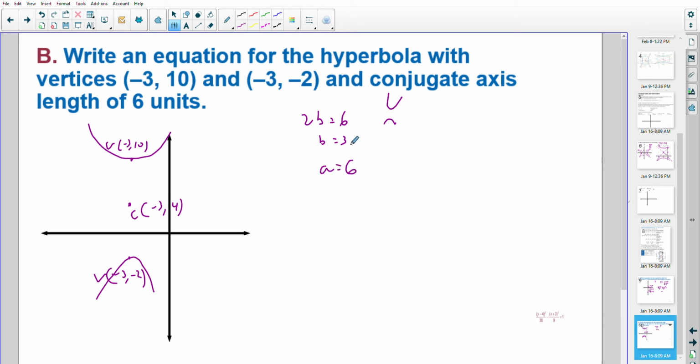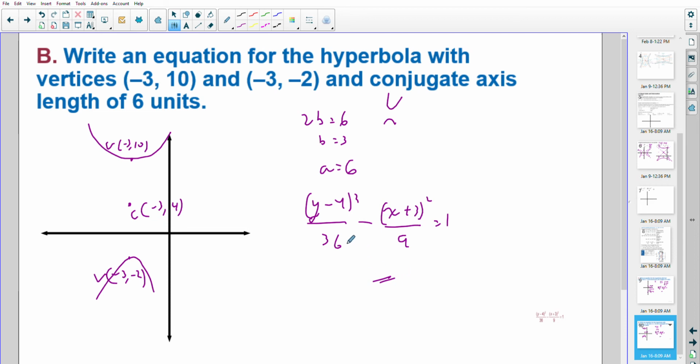I have the orientation, my B, my A, and my center. I can write down the equation again. Y minus 4 squared over my A squared, which is 36, minus X plus 3 squared over my B squared, which is going to be 9, is equal to 1.